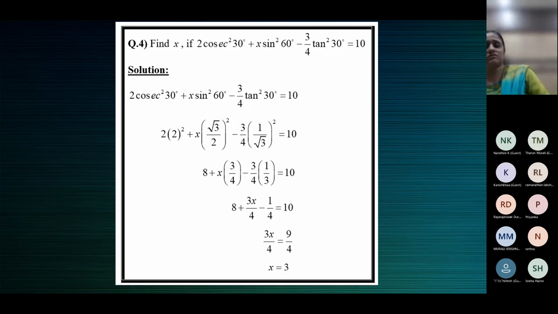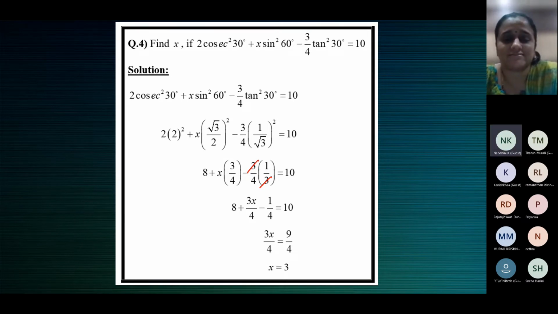I think you can help yourself. I have nothing much to explain here. This 3 and 3 will get cancelled. This will get cancelled. So 8 plus 3x by 4 minus 1 by 4 is equal to 10. Yeah. The value of x is 3. Very good, Nandini. Thank you, ma'am.